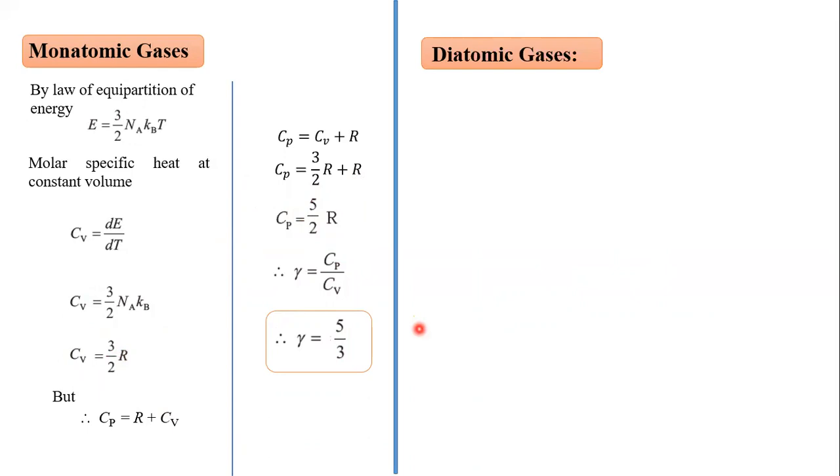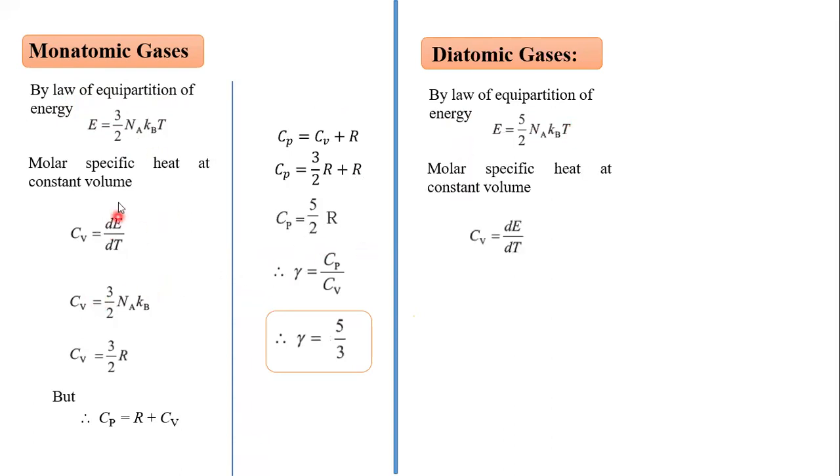In a similar manner, we can proceed for the diatomic gas, by the law of equipartition of energy. So how much is the internal energy we get? Instead of 3, the diatomic gas has 5 degrees of freedom, so 5 by 2, you can see here. Molar specific heat, same formula. Now we take this derivative with respect to T, and we get the specific heat at constant volume. You can see here, instead of 3, only 5 is introduced. Now we get Cv is equal to 5 by 2 R.